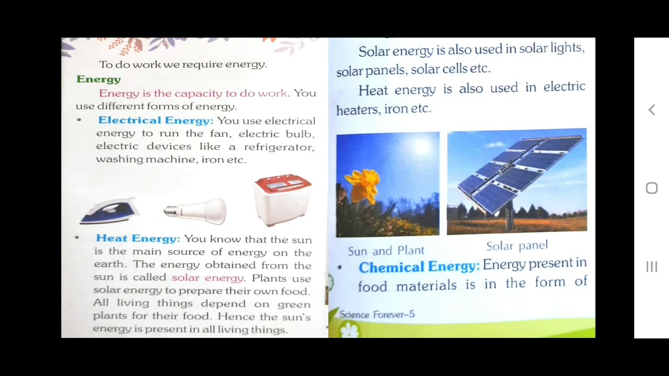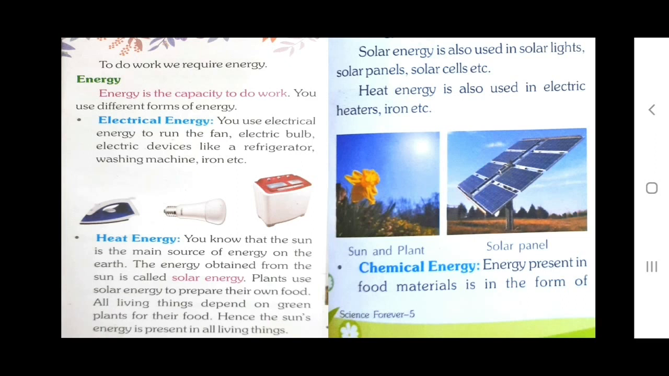So, the energy of the sun is the main source of heat on the earth, and it is the main source of energy because we all eat plants. Plants utilize the sun's energy to make food, and that food is eaten by all other animals. So, the sun's energy is important for all the living beings.